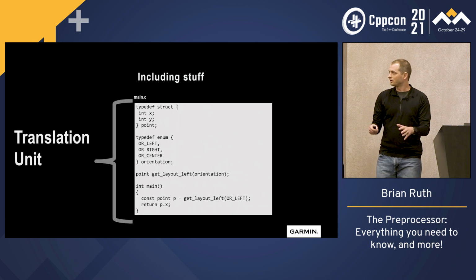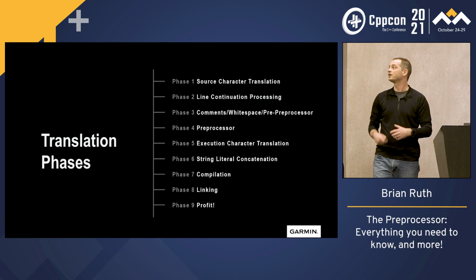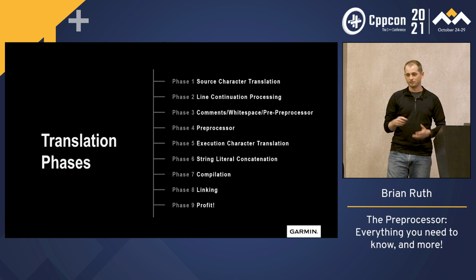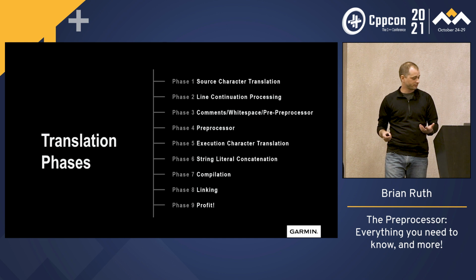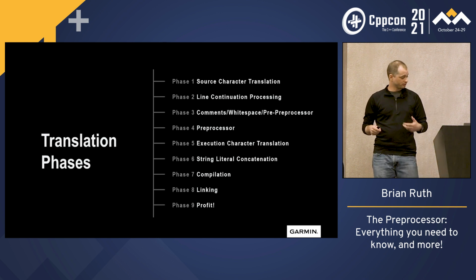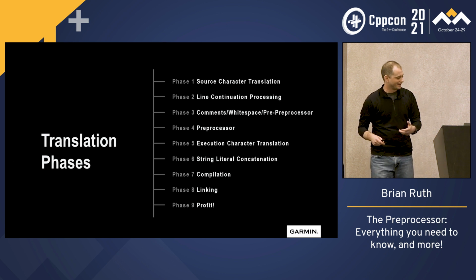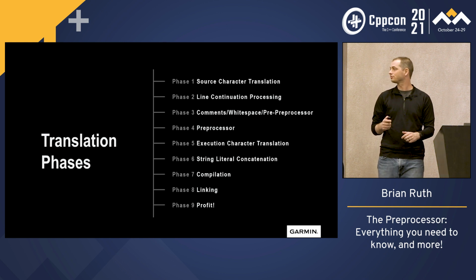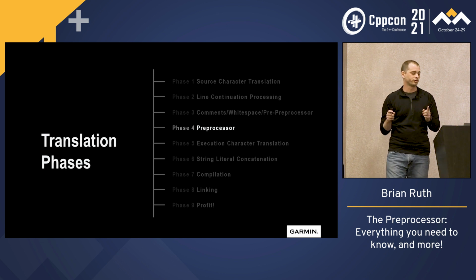And this individual unit is called a translation unit. And it is part of the translation phases. As you go through your code, the first 3 phases are dealing with manipulating character representation and things like that. Phase 4 is your preprocessor. Phase 5, you're doing a little bit more character stuff, string literals. Then finally at phase 7 and 8, you're doing compilation, and then you're doing linking, and then we all make money selling products. But for the purposes of this talk, we're going to focus on the preprocessing portion only.